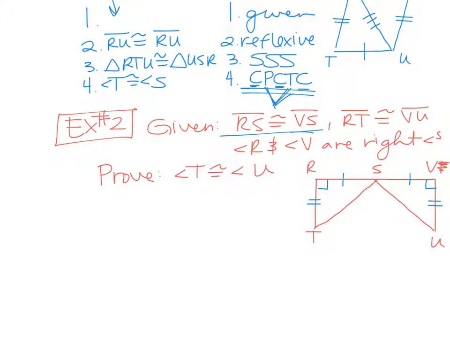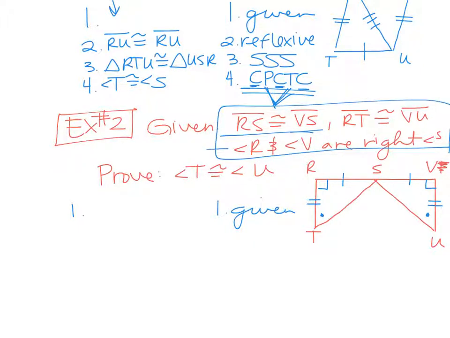Okay. So look at what they're asking us to prove. They're asking us to prove this angle down here congruent to this angle down here. But we don't know that they're congruent, right? We don't know anything about them. So your first step is always what? The given. So we're going to take all this information and plop it right here.